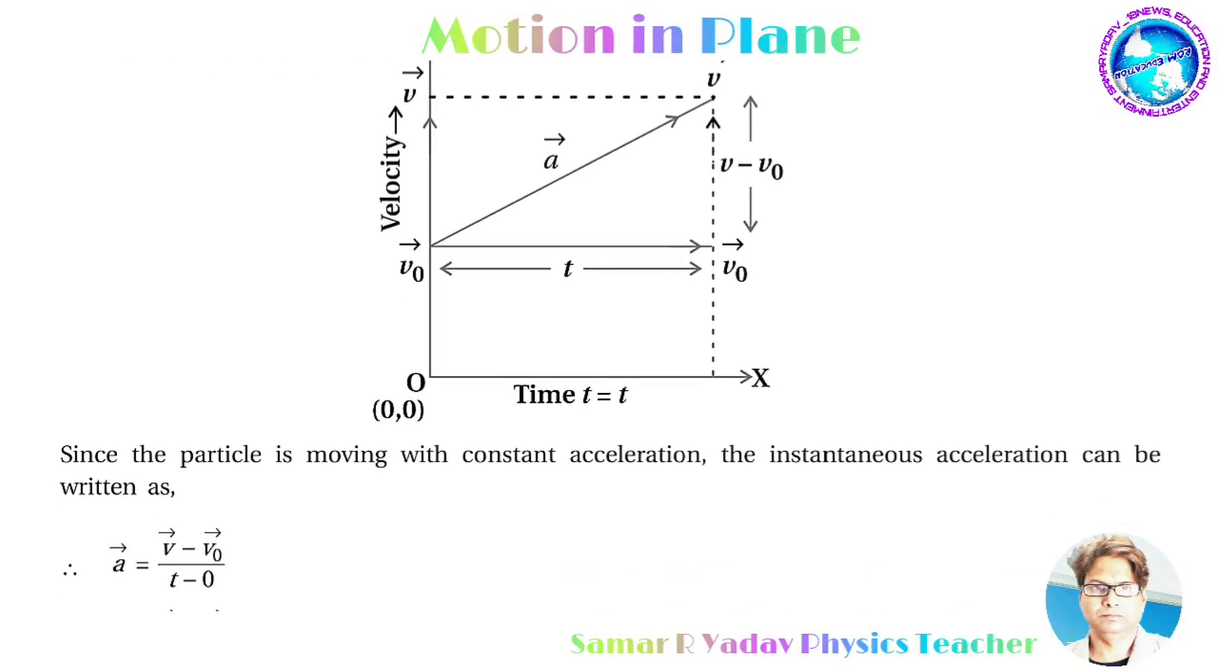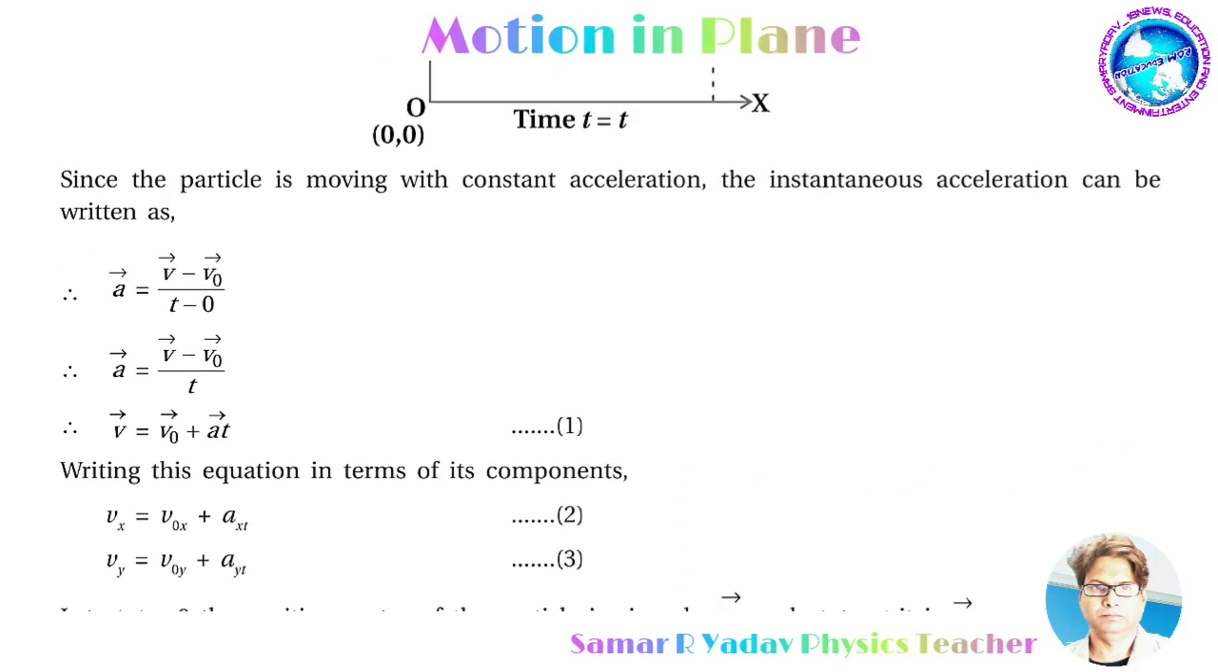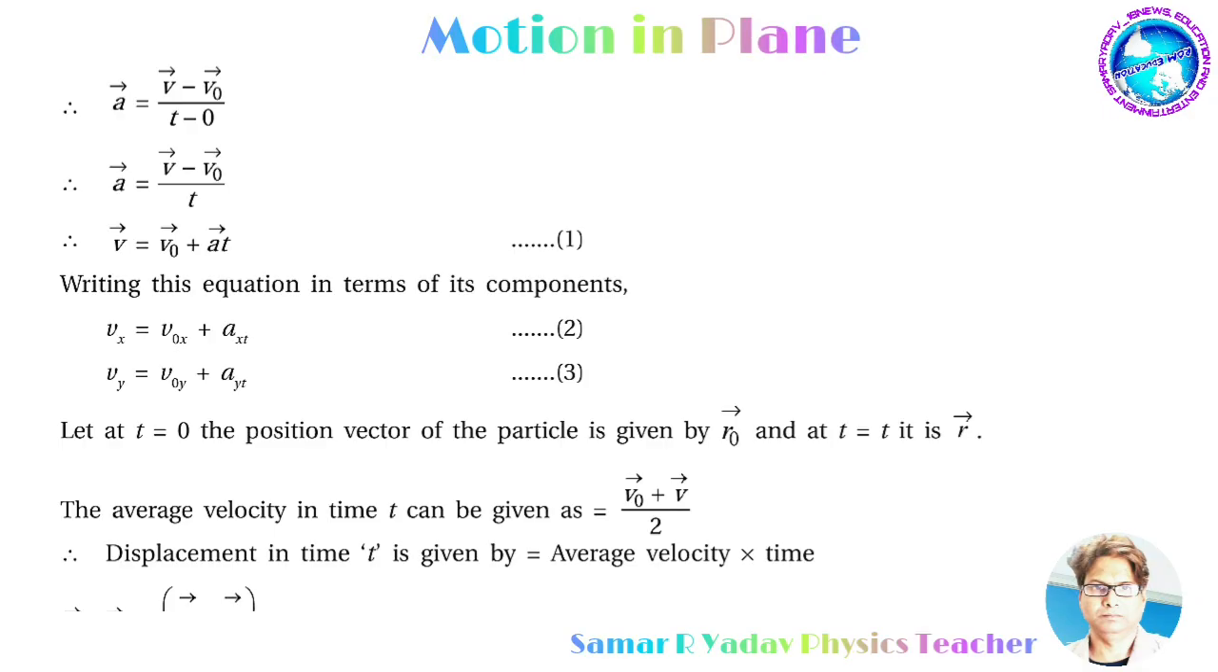since the particle is moving with constant acceleration, the instantaneous acceleration can be written as, therefore vector a is equal to vector v minus v0 vector upon t minus 0. Therefore vector a is equal to vector v minus vector v0 upon t. Therefore vector v is equal to vector v0 plus vector at, equation 1. Writing this equation in terms of its component, Vx is equal to Vox plus Axt, equation 2. Vy is equal to Voy plus Ayt, equation number 3.